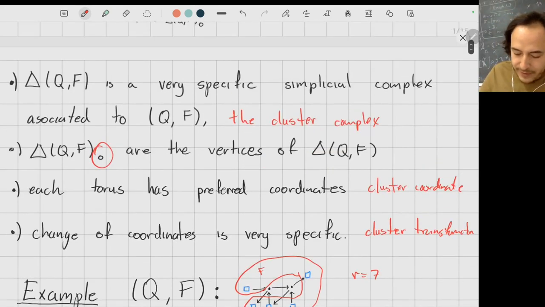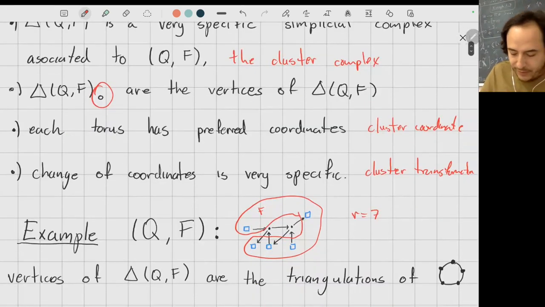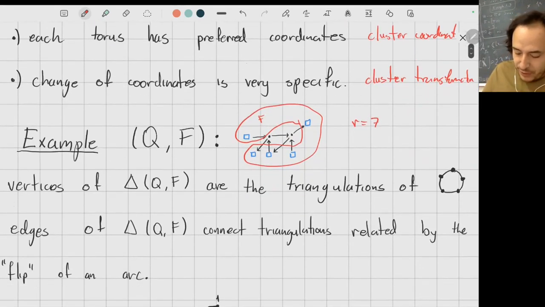Did I say something wrong? The dimension of this complex is the number of non-frozen vertices minus one. So in this case, it's going to be a one-dimensional simplicial complex.